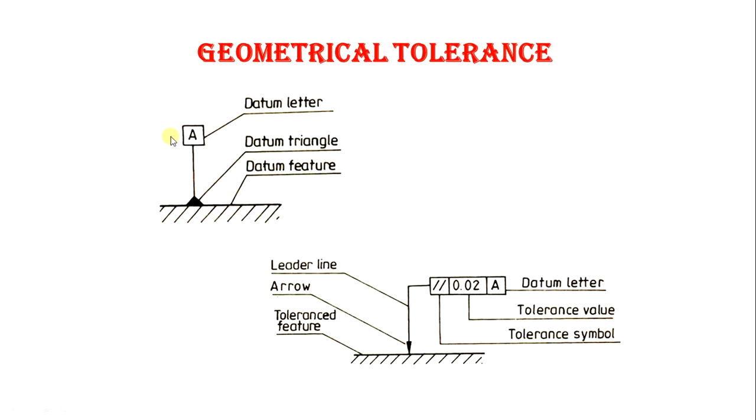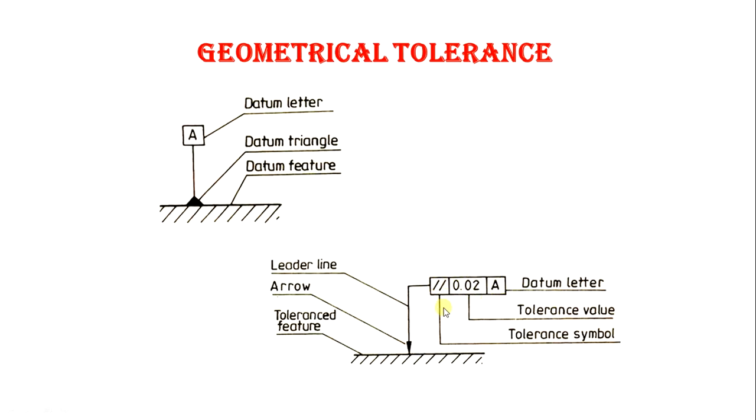For providing that, this will be the methodology: a triangle indicated as a datum triangle, and a letter such as alpha or beta, which we call the datum letter, in a square block. This will be the reference surface. Then, suppose this is the tolerance feature, you have to show the relation between the datum A and the surface. This will be the arrow line or leader line, and three boxes will indicate the reference.